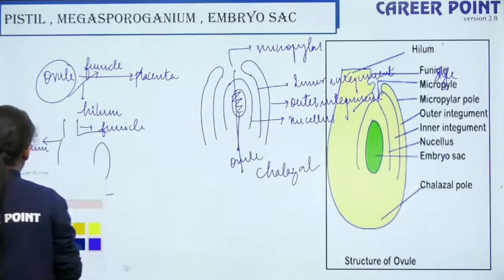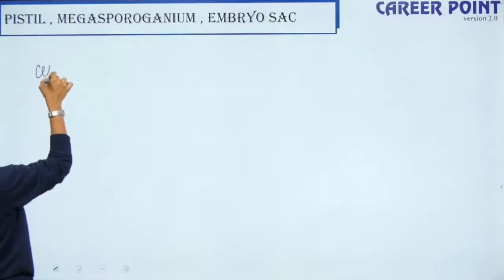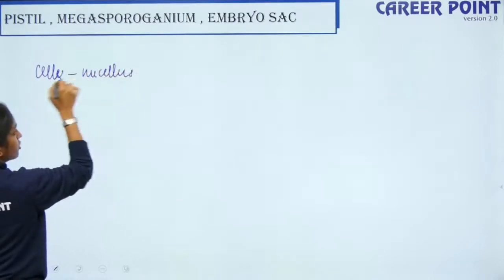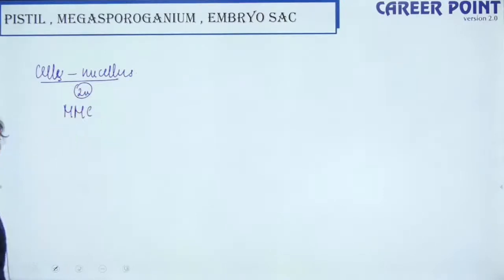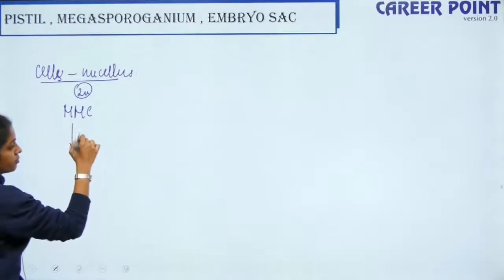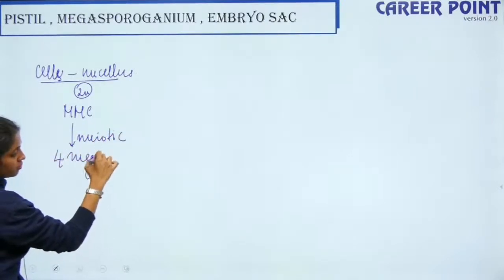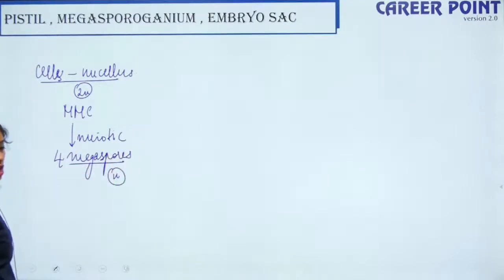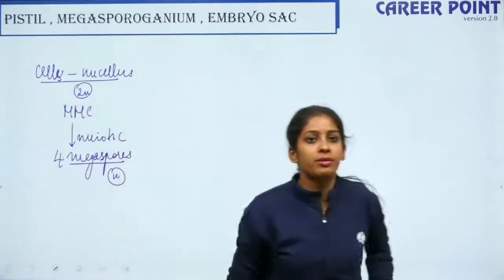Your ovule develops into your embryo sac. Moving to the next step, the cells of the nucellus are 2N and this has your megaspore mother cell. This megaspore mother cell will now undergo division to form 4 megaspores. Your megaspores are haploid here. Among the 4 megaspores, only 1 megaspore is functional.